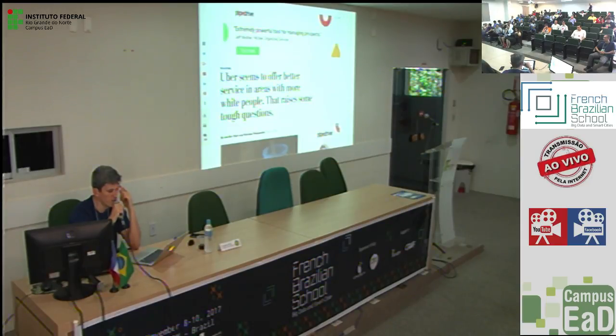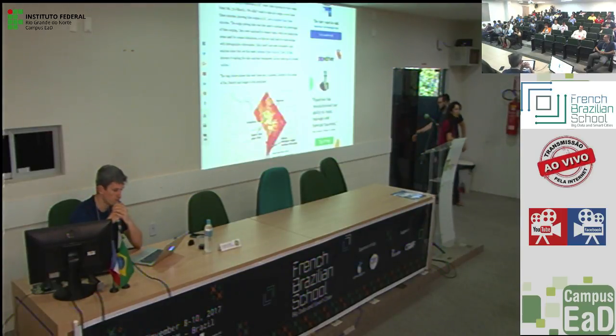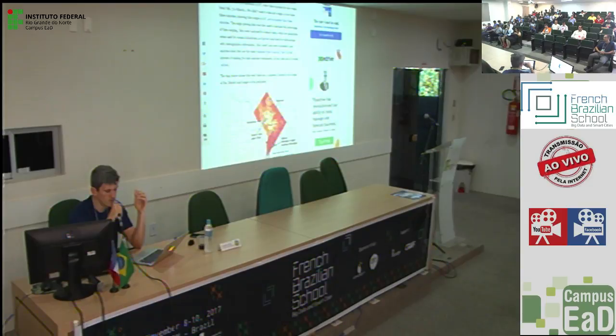So after reading this article, I thought it would be the same in Natal, for example. So I would like to investigate if some neighborhoods in Natal have similar problems. This was my hypothesis. The idea is that in a suburb area, Uber spends more time to arrive there because of the distance or because the neighborhood is dangerous. I don't know. This was my motivation.